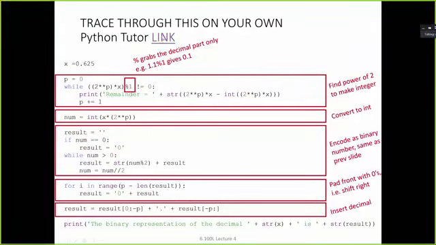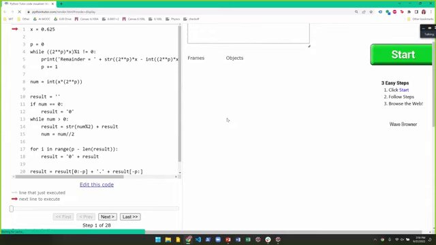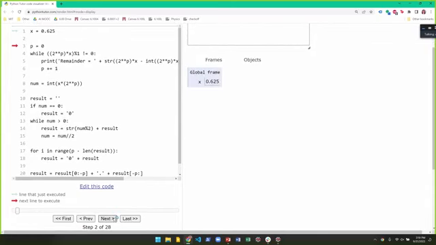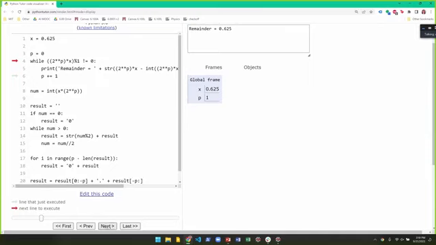So Python tutor. All right, so step through. So this is 0.625, just like in the slides. P is initially 0, so now this loop is just incrementing p 1 by 1 to find the point where I have a remainder of 0. So here I'm actually also printing the remainder. So here we still have a non-zero remainder. So it's 0.625 as a remainder.